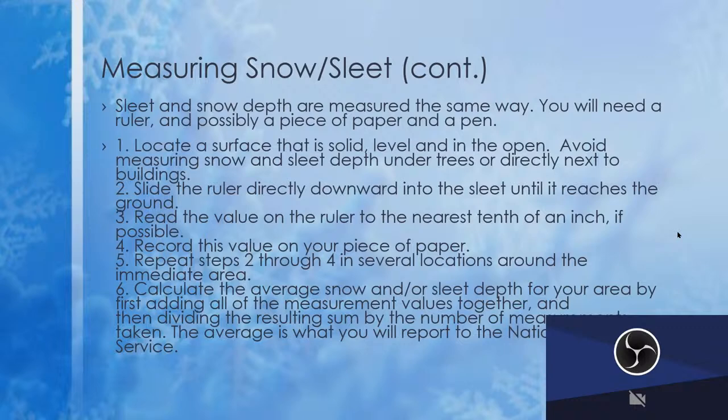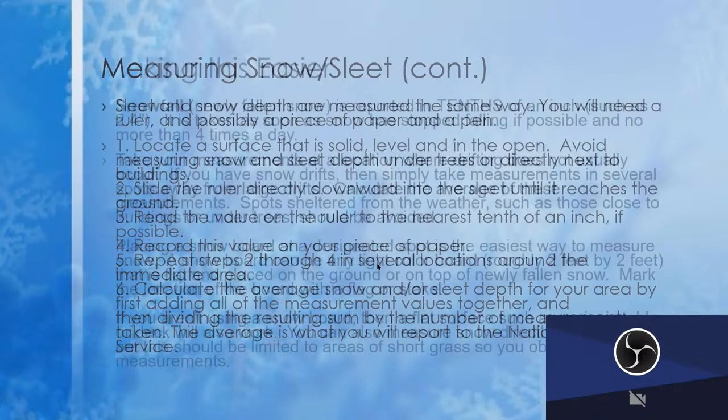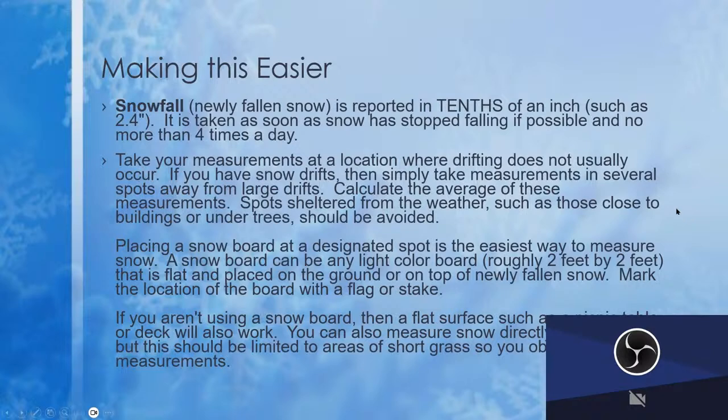Repeat the steps 2 through 4 in several locations around, and then add those measurements together. If you take 3 measurements, divide by 3. Newly fallen snow is reported in tenths of an inch, such as 2.4 inches.